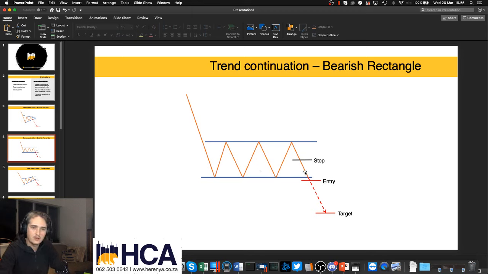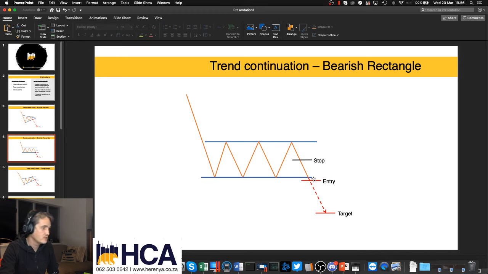Again, there will be a high volume situation, because when that breaks, suddenly the seller is going to realize, oh my goodness, the buyer is not around anymore, I need to get out. And then he, or she, will start pushing it down, right? So that is a trend continuation bearish rectangle. A downward movement into the consolidation and a downward movement out.